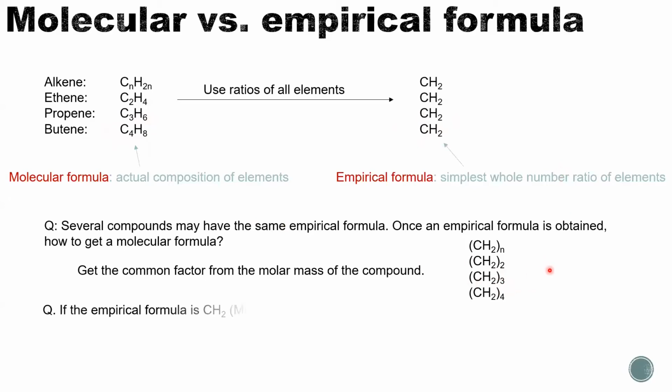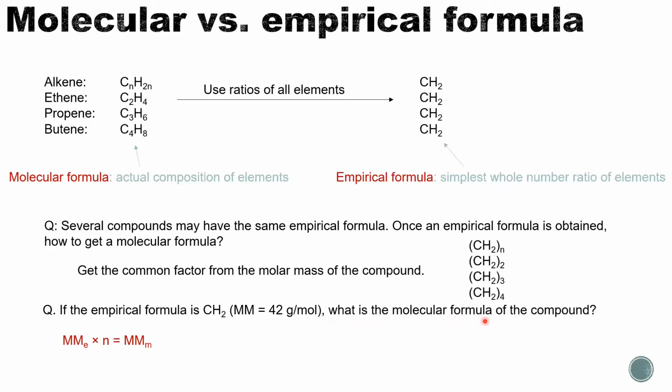Let's take a look at a question. If the empirical formula is CH2 and the molar mass of the molecular formula is 42 grams per mole, what is the molecular formula of the compound? We can use this equation: the molar mass of the empirical formula times the common factor equals the molar mass of the molecular formula. The molar mass of CH2 is 14 grams per mole.